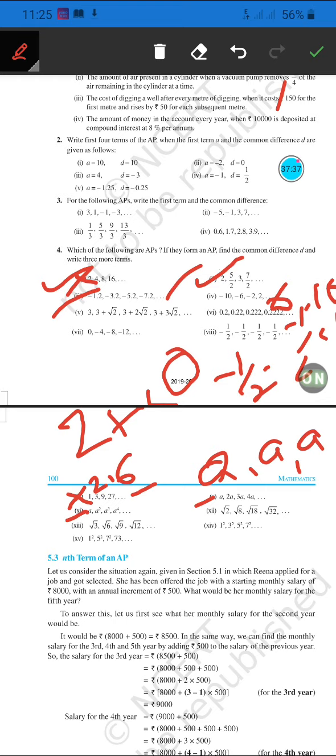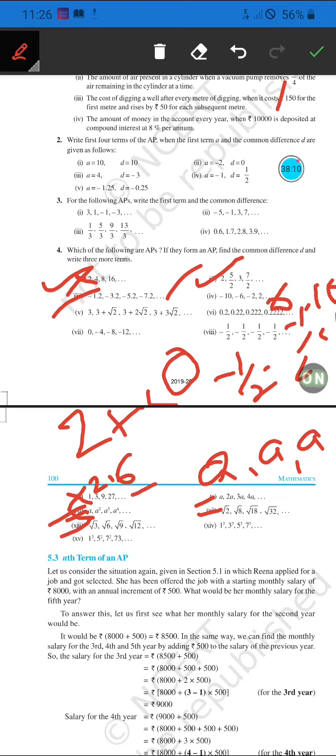Again, the 12th question also is not in AP, because root 2, root 8, root 18, root 32, these numbers are not square numbers. If we don't get square numbers, we can easily say it is not in AP. Next, the 13th question: root 3, root 6, root 9, root 12. Only root 9 is a square number, the others are not square numbers. So the 13th question also is not in AP.